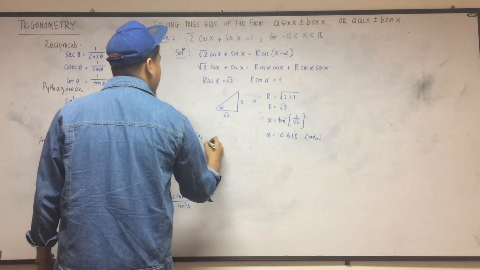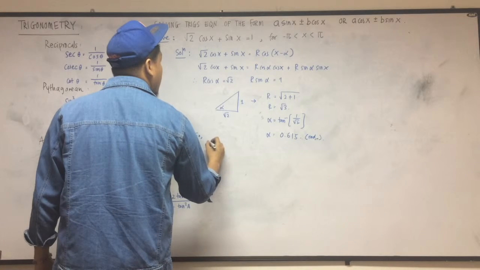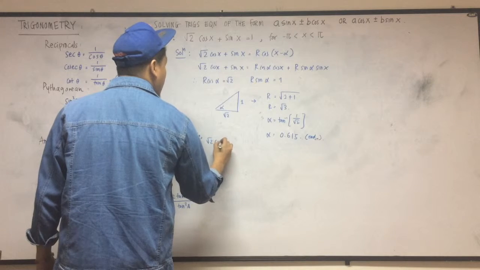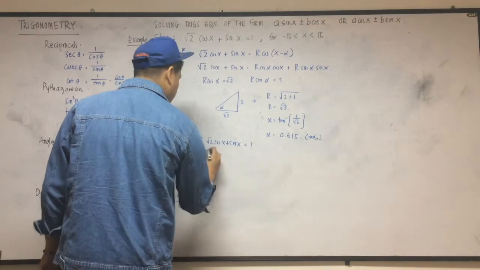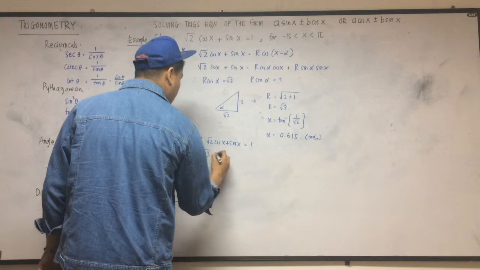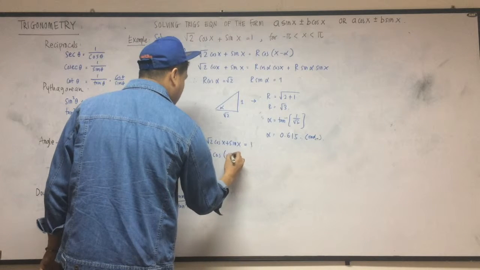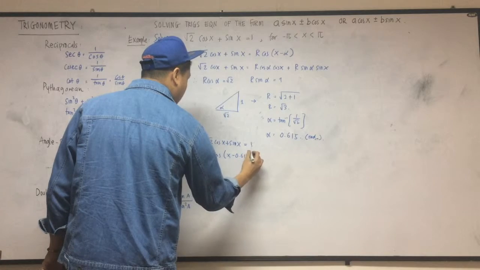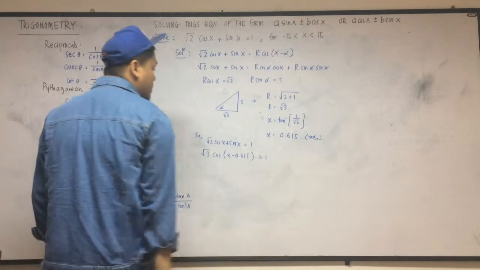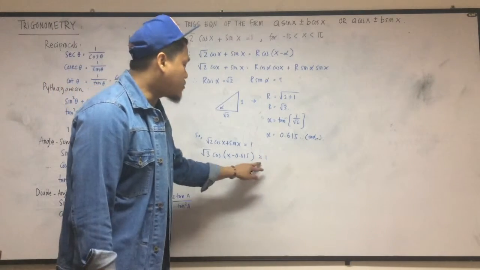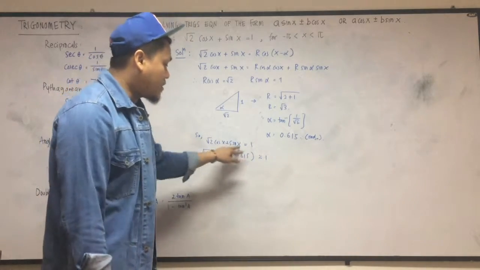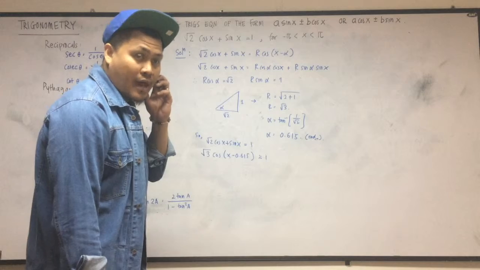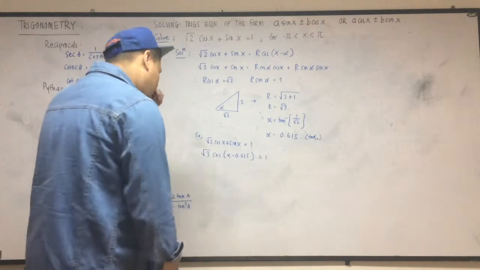So this can be rewritten as square root of 2 cos x plus sine x equals root of 3 cos(x minus 0.615) approximately equals 1. Why am I saying approximately? Because this is not the actual angle, right? I'm kind of estimating this already, writing it off, right?